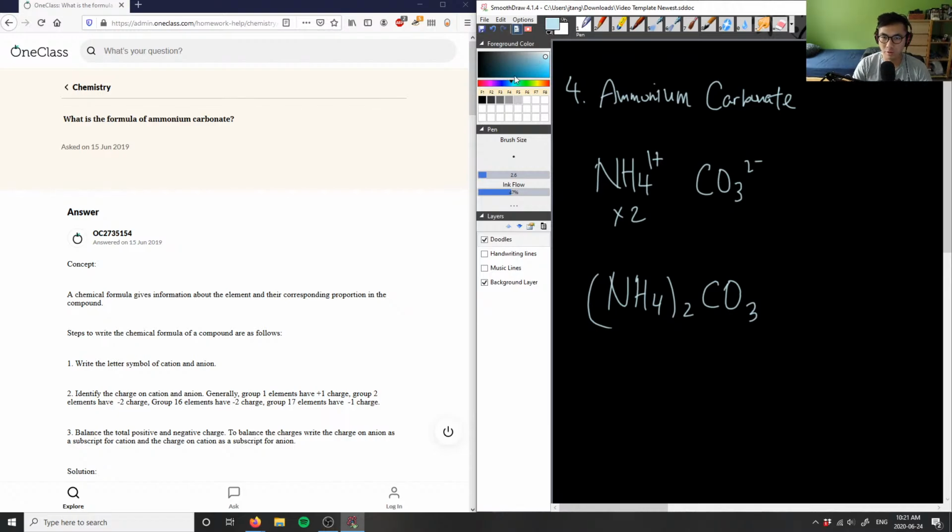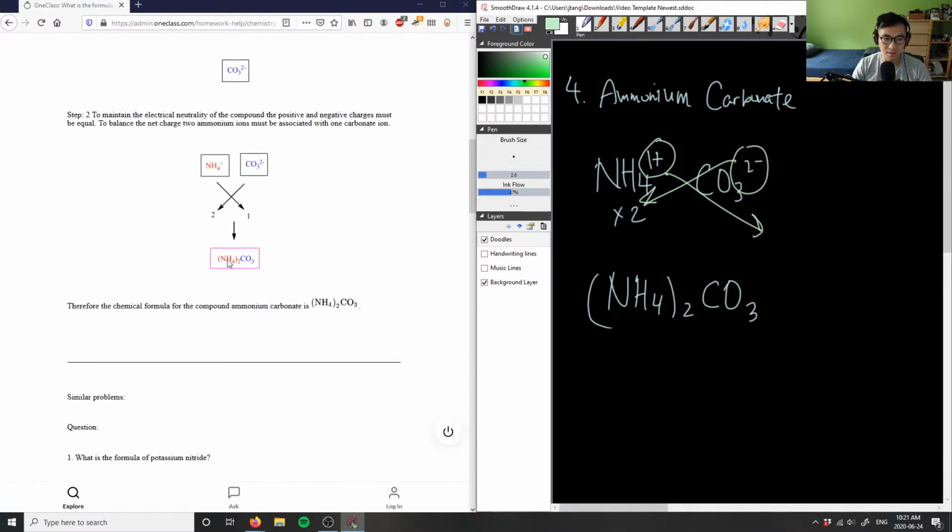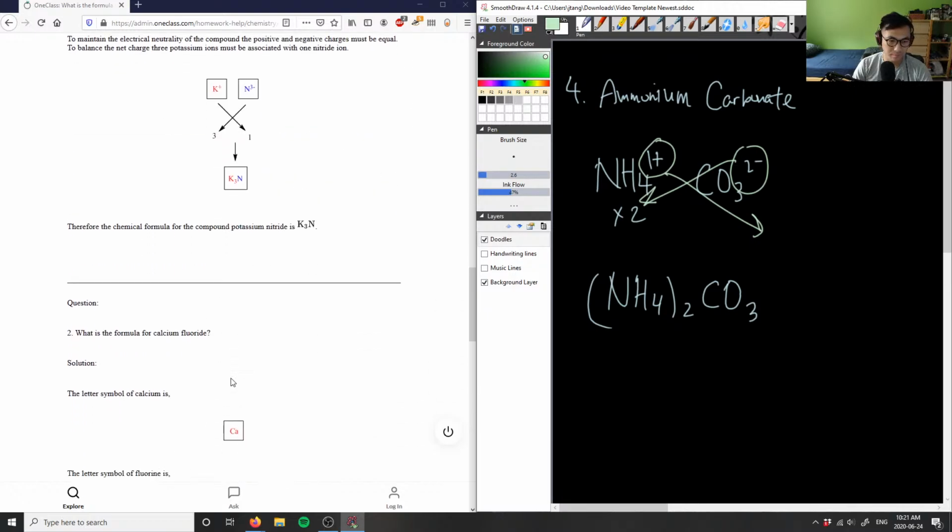Or you could have thought of this as crisscrossing the charges here. This guy could go here, so my 2 goes here, and my 1 goes here, so I don't write it out. So any method works in this case here. But ammonium carbonate has a chemical formula of NH4 2 CO3. And as you can see, this solution is also correct.